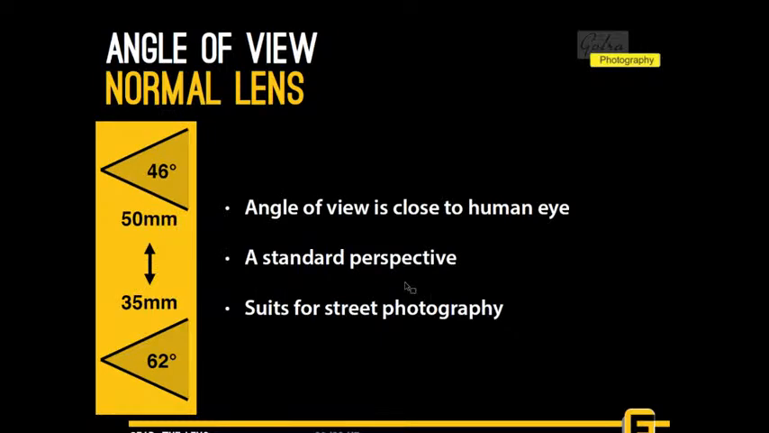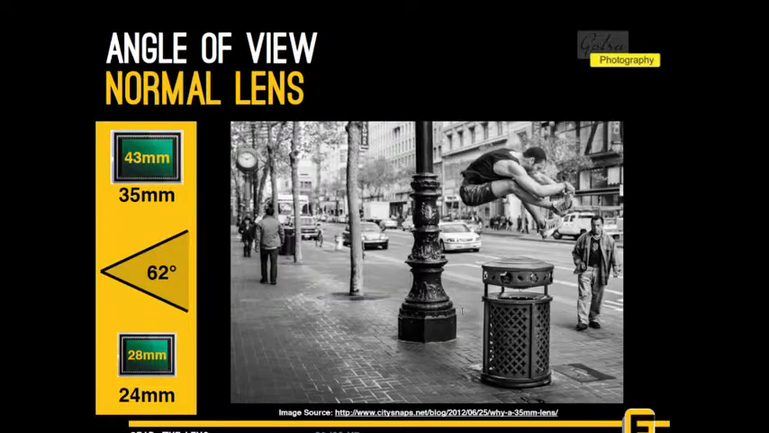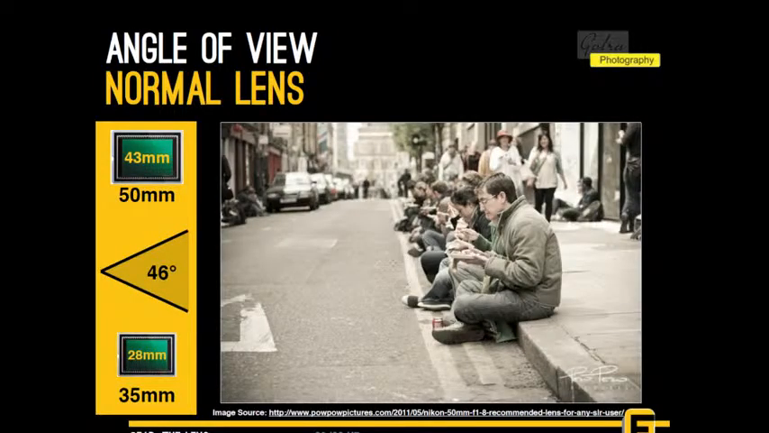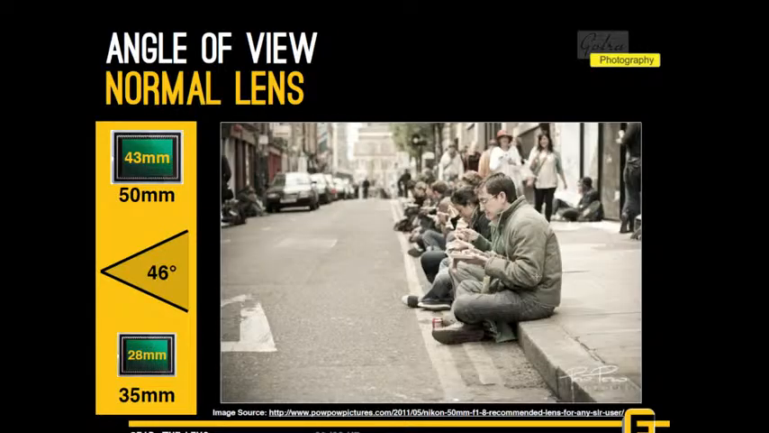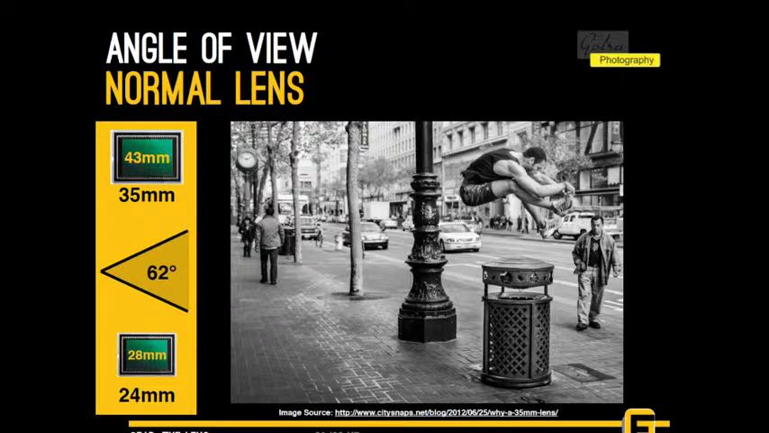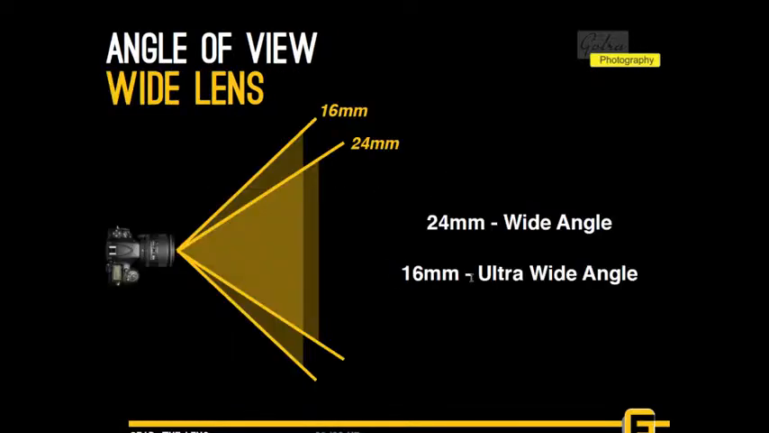Now, this angle of view is close to the human eye. A standard perspective suits street photography. This is the standard, and this is also standard, but it all depends on how you want to capture. So it's up to you. But don't use a very wide angle, otherwise it will not look right. So this one is fine. This is good, depending on your choice. So this is how a 24 mm will look like. This is what 16 mm will look like.